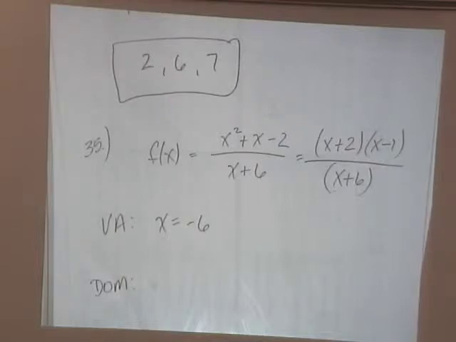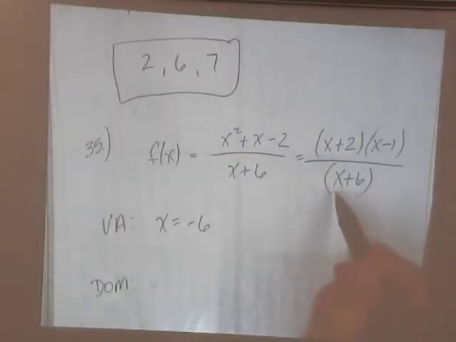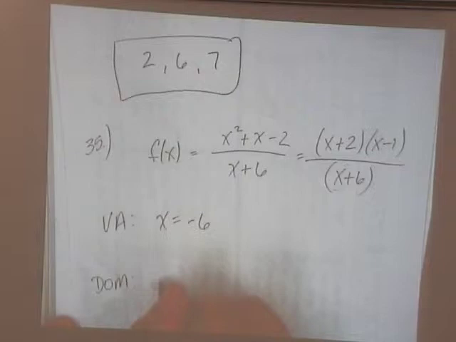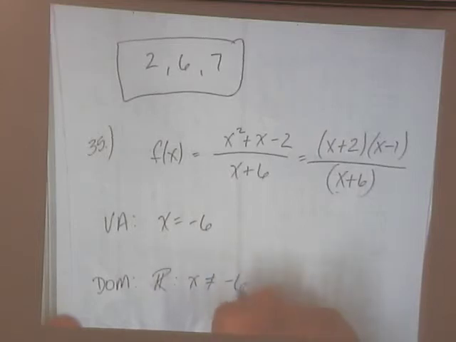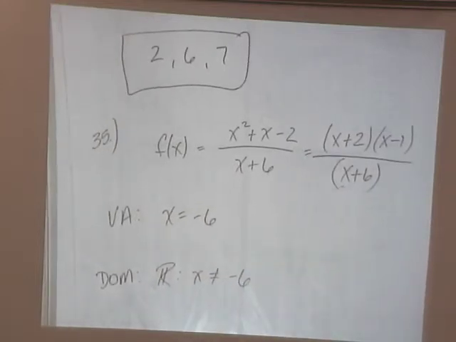And then for the domain, we just got to look out for any restrictions, right? And you know we can never divide by 0. So x can never be -6. So it's all real numbers. X can't equal -6. Any questions on 35? Haley?